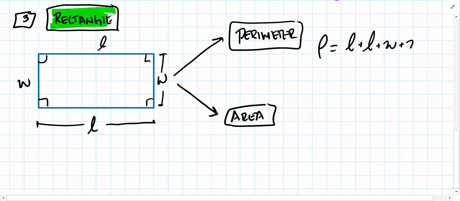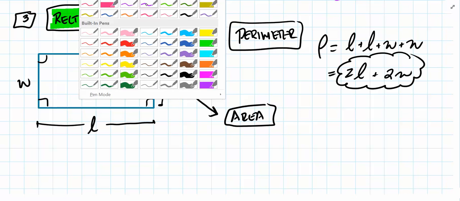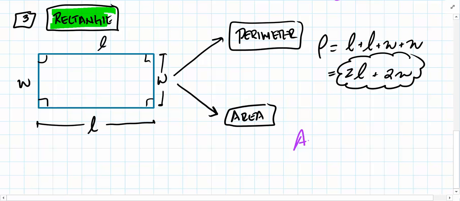Is there a better way we could write that? 2 L's plus 2 W's. So there is our perimeter formula for the rectangle. And we'll go purple for area. Area now is going to be the length times the width, right? Because we're talking about all the stuff that's in between. So we multiply our length and our width.